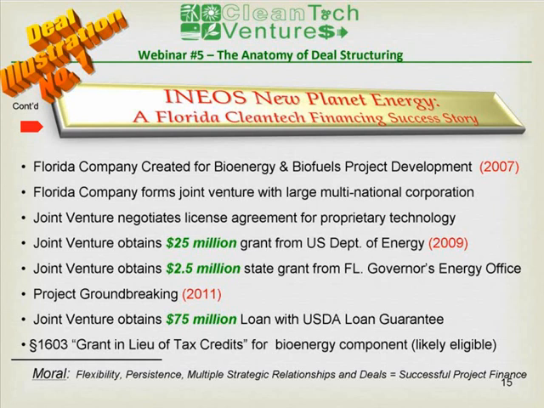And they then obtained a $75 million USDA loan guarantee. So credit enhanced, a traditional bank or a lender is loaning them $75 million with credit enhancement of the federal government standing behind that loan. And the other thing is, because it has a bioenergy component, they produce electricity as well as ethanol. They will likely get, because they have started substantial start of construction before December 31 of this year, they should be poised to get a Section 1603 grant in lieu of tax credits. So that's a tax equity deal done directly with the government, and they've been likely eligible to obtain that as well.